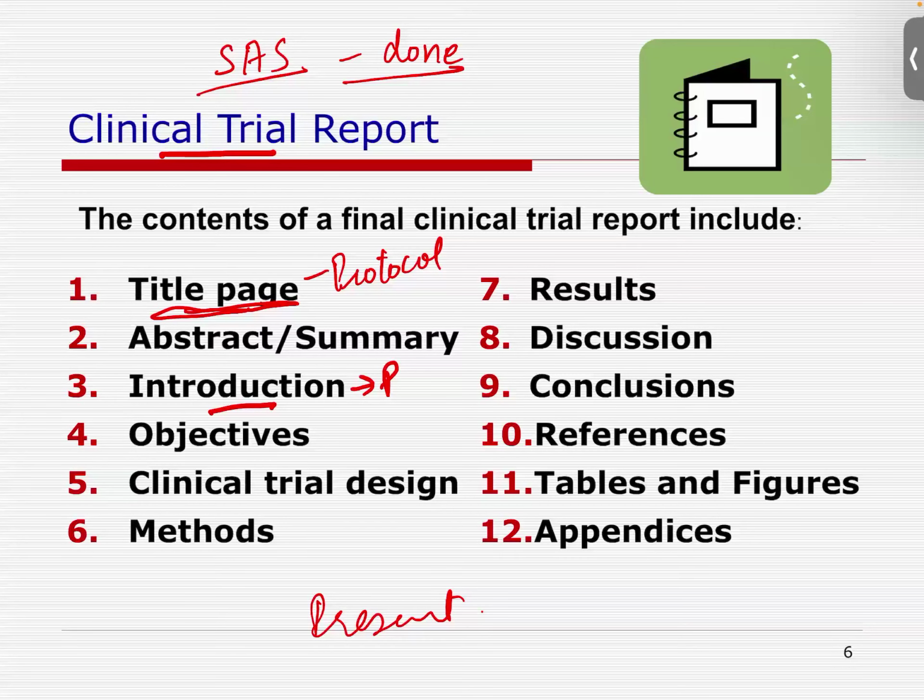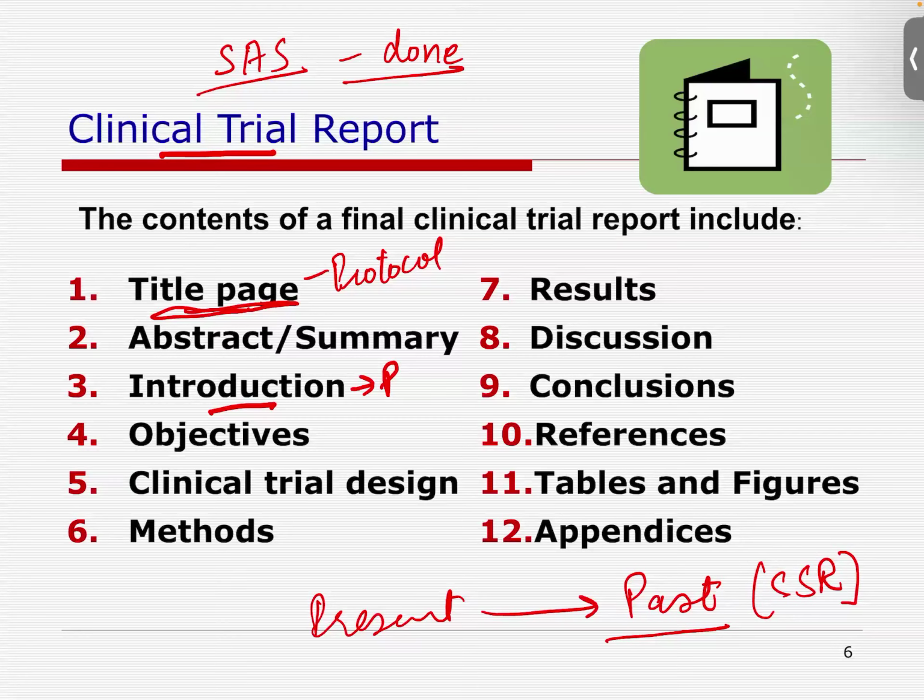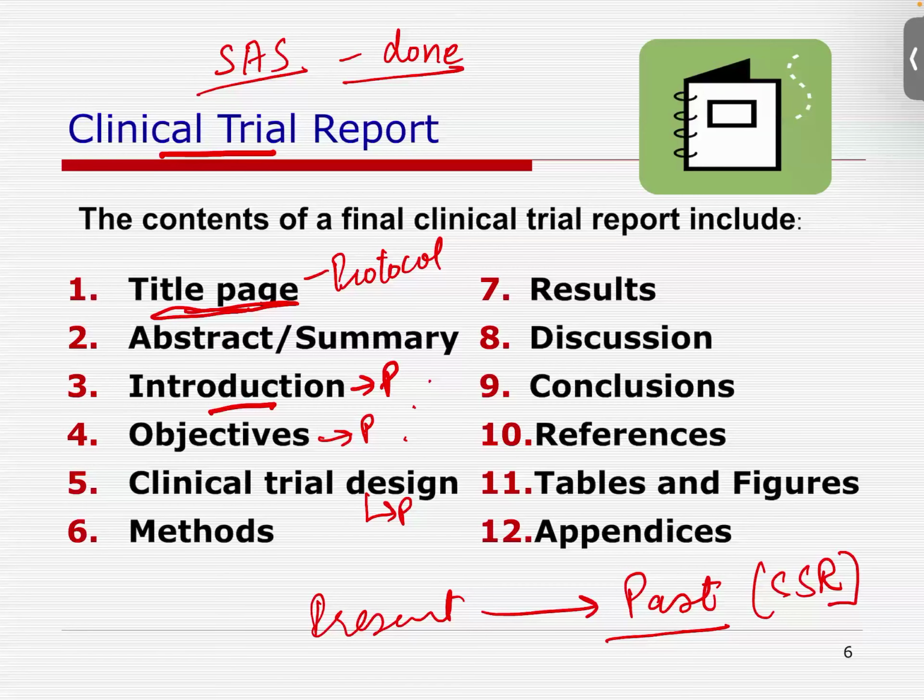Correct? Objective, ditto, copy paste from your protocol. Study design, protocol, because these things are not changing. They will remain the same. Methods, protocol. Now, writing a clinical study report is easy, right? It is not that difficult. It looks difficult, but it's not.